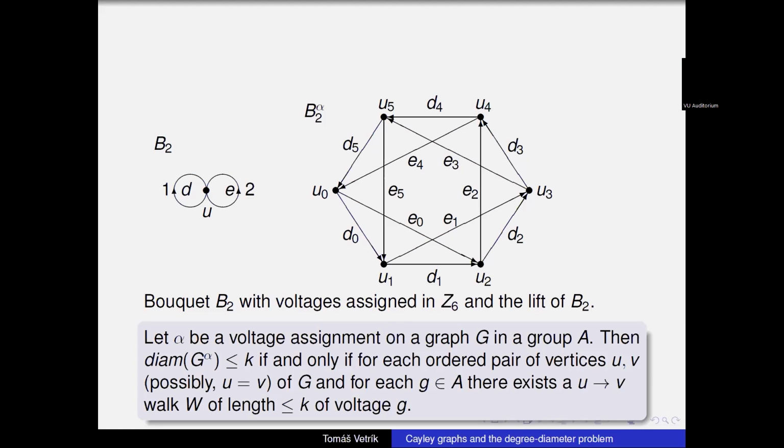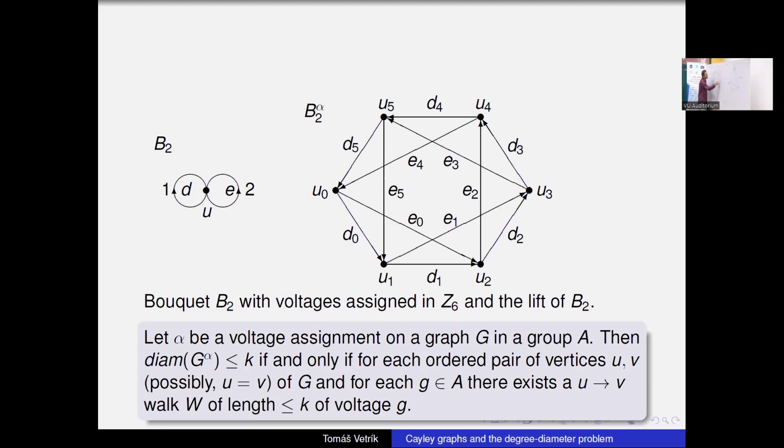So let me just pick a pair. For example, let me pick this one and this one, but you must pick each pair, and it must work for each pair. So for each pair of vertices, there exists a walk. Since I want to show that the diameter of this graph will be 3, a walk of at most 3 of voltage G. It must work for every two elements, for every voltage. So you must be able to do this from this element to this element by 3 steps for every voltage.